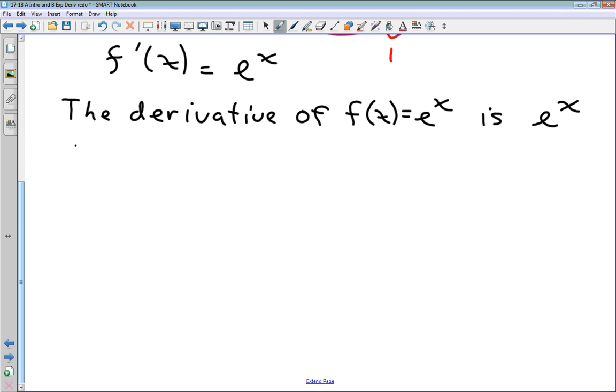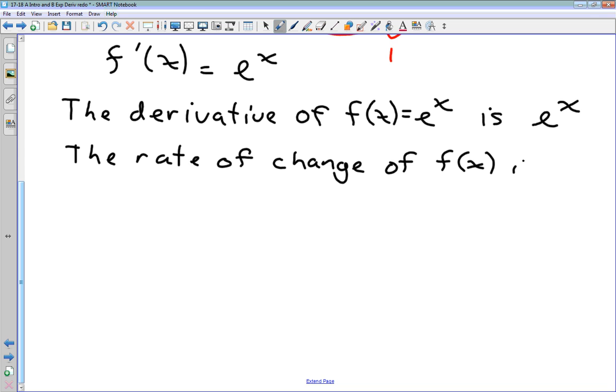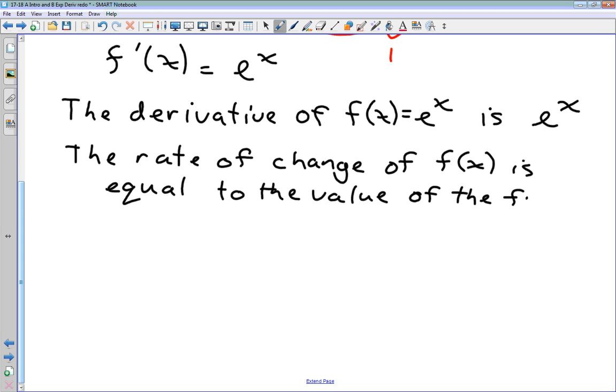Another way of saying this is that the rate of change of our function is always equal to the value of the function. So the more we have of whatever our function represents, the faster the value of the function is going to be changing. Okay. So this is what we mean when we talk about exponential growth. The more we have of something, the quicker it is growing. The less we have, the less quickly it grows.